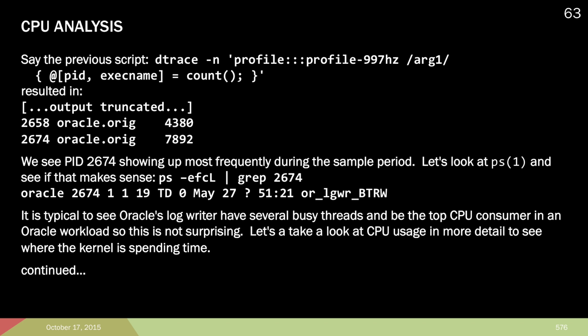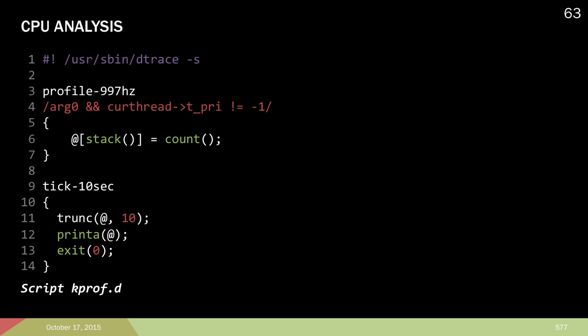Next, let's continue our understanding of this workload by looking at CPU usage in more detail to see where the kernel is spending time. This script is executable. We're profiling at 997 Hz. We'll look at this predicate in a moment. Remember, arg0 is kernel on CPU. We're counting kernel stack traces. After 10 seconds, we limit our output to the top 10 stack traces. We print our results and then exit.